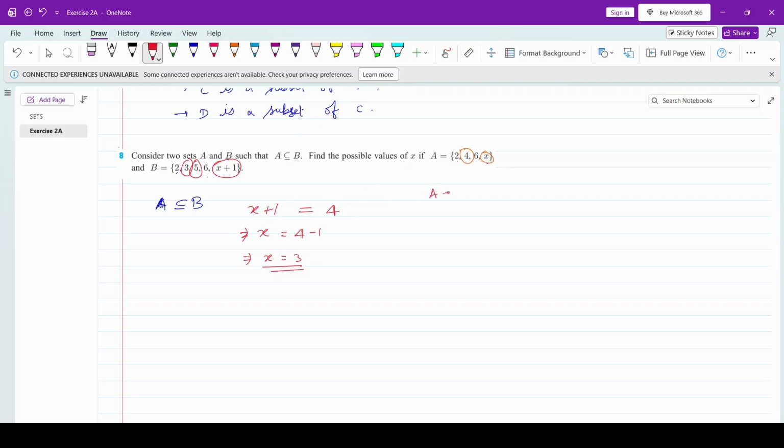So A will be {2, 4, 6, 3}, and B will be {2, 3, 5, 6, x+1}, that is 4. Now we can see each element of A is present in B: 2, 4, 3, 6. Therefore, the value of x is 3. That is our answer.